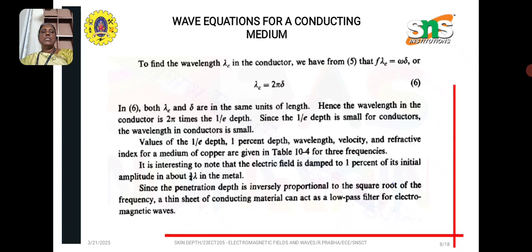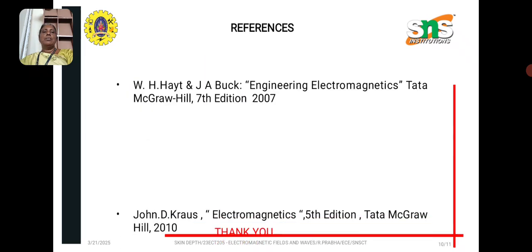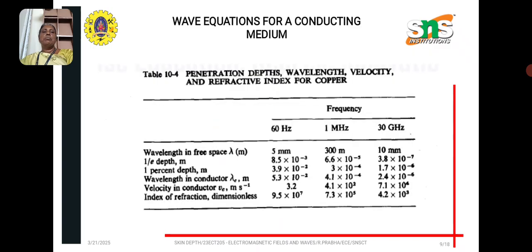So a thin sheet of conducting material can act as a low pass filter for electromagnetic waves, and this is the table which represents penetration depth, wavelength, velocity and refractive index for the material we have taken as copper. And wavelength in free space for various frequencies is 5 millimeter, 300 meter, 10 meter, and 1 by e depth is given, and for smaller frequency 1 by e depth is large, and for higher frequency it is small, and 1% depth is also given.